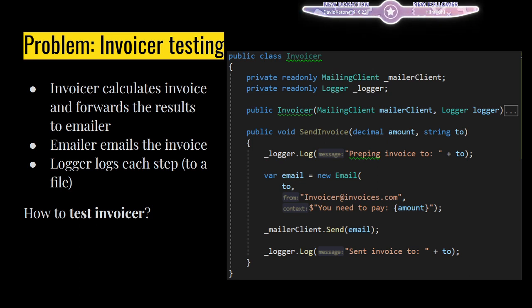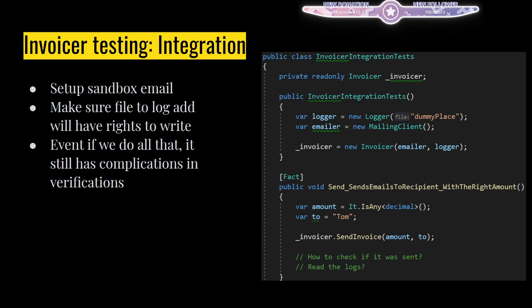We don't care that it logged something, that's just for us. That doesn't need to be tested. It's not the business requirement to log it. The business requirement is that given amount and recipient, you actually deliver the right email to the person, right? That is our business requirement. What does a test look like?